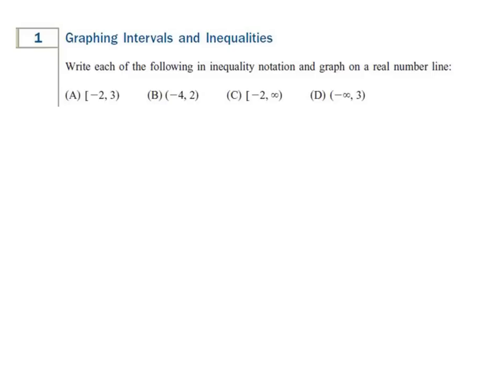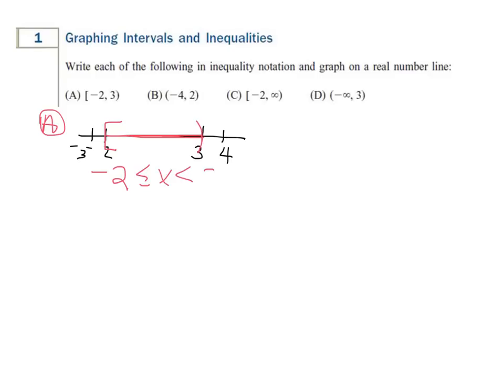All right, here we go. Write each of the following in inequality notation and graph on a number line. Okay, so we'll start with A and our number line. So we've got -2, we've got 3, 4, this is -3. Okay, so we've got -2 hard bracket, 2, 3. So it's everything in between those. If we wanted to write that also in inequality, why not do it in that way too? We've got -2 is less than or equal to X, which is less than 3.